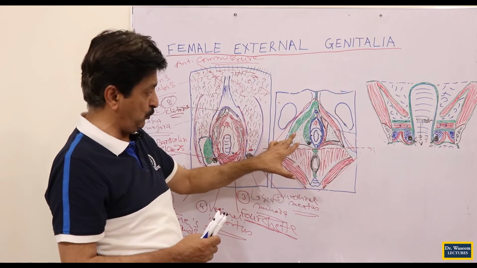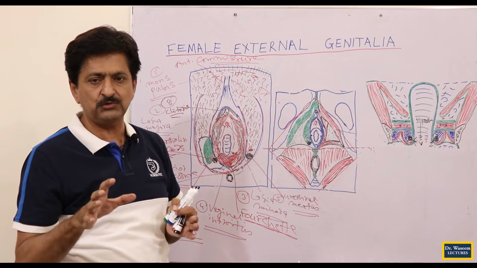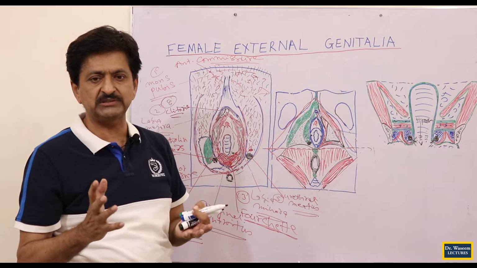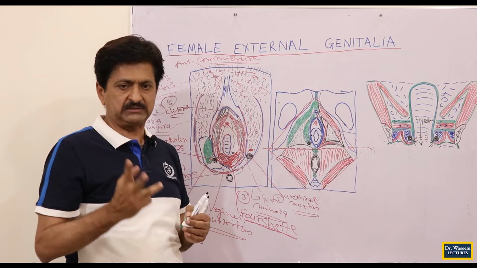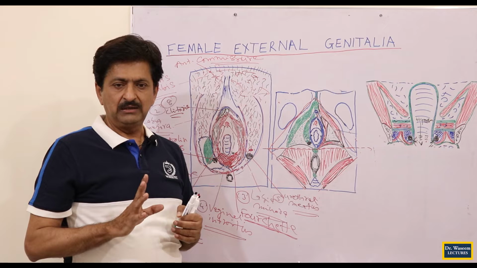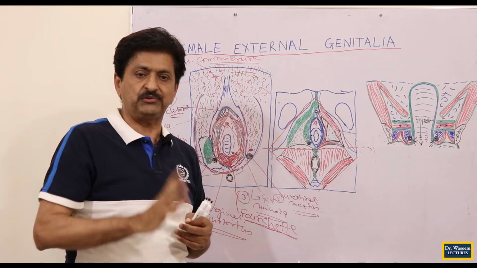Now in this area, look at this, because we will try to understand what the clitoris itself is and how it is formed. Now the clitoris has two main parts. One is the foundation or the body, which is called the root of the clitoris.